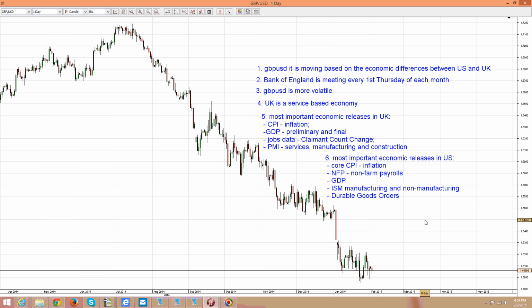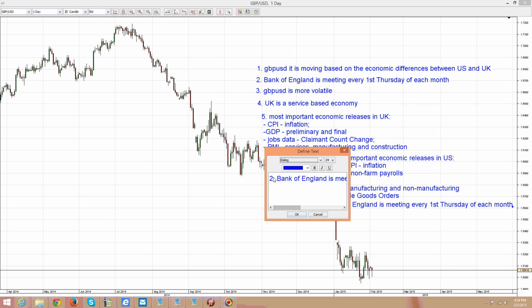So the Bank of England is meeting every first Thursday of each month, and the Federal Reserve is meeting every 6 weeks on a Wednesday, and every 3 weeks minutes are being released.